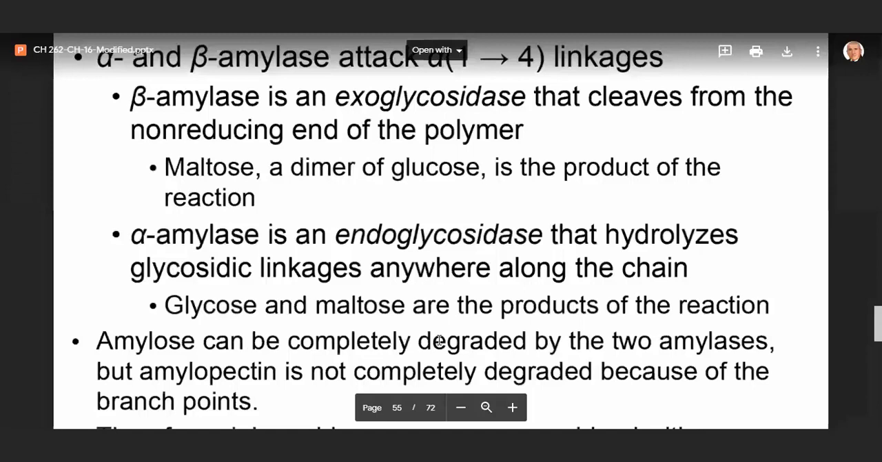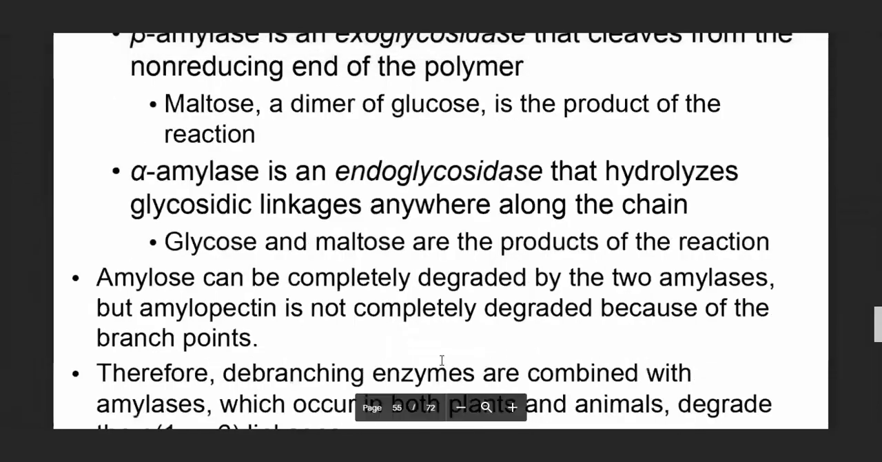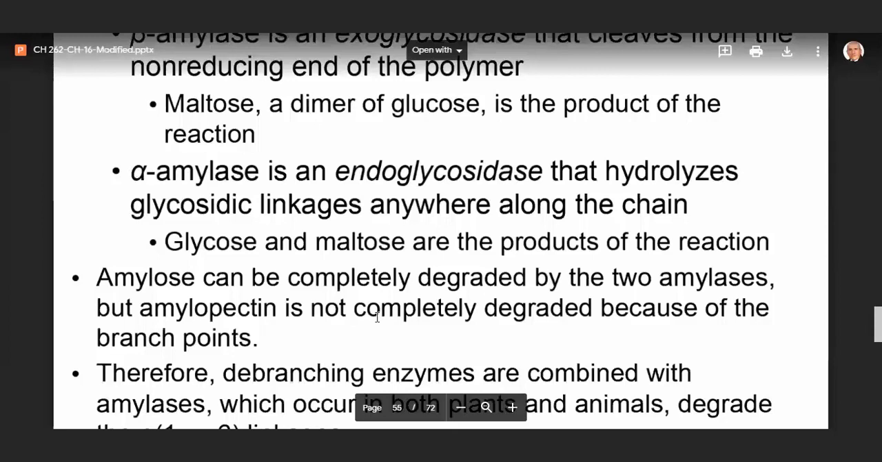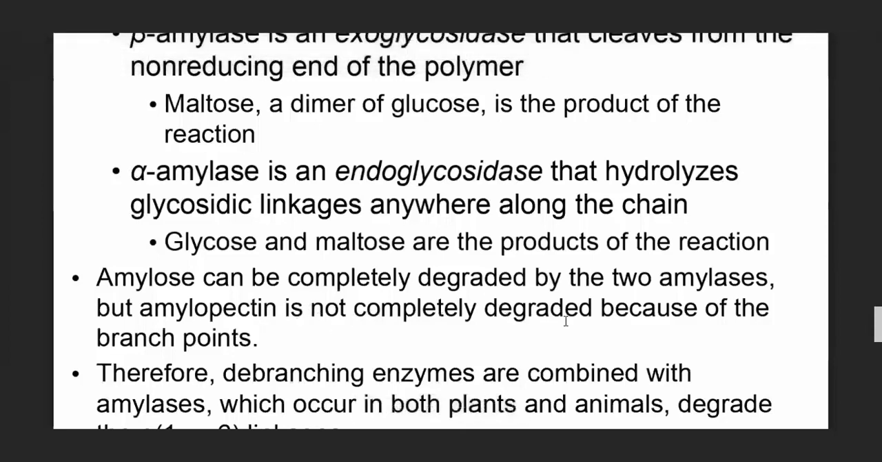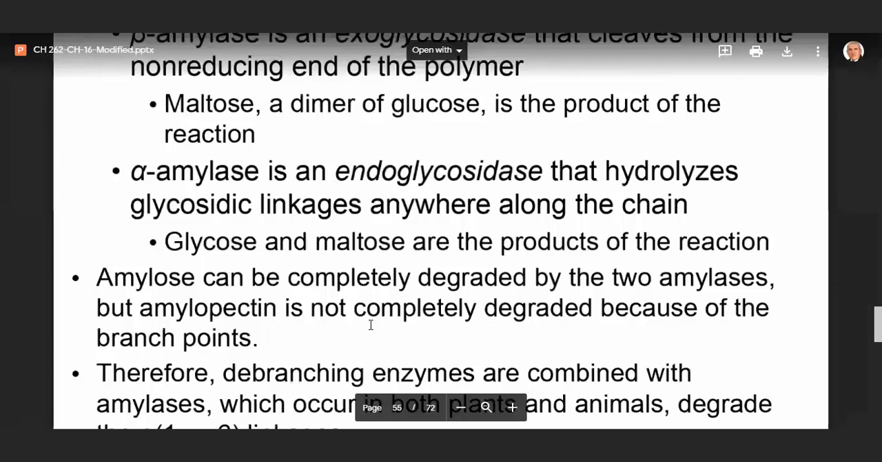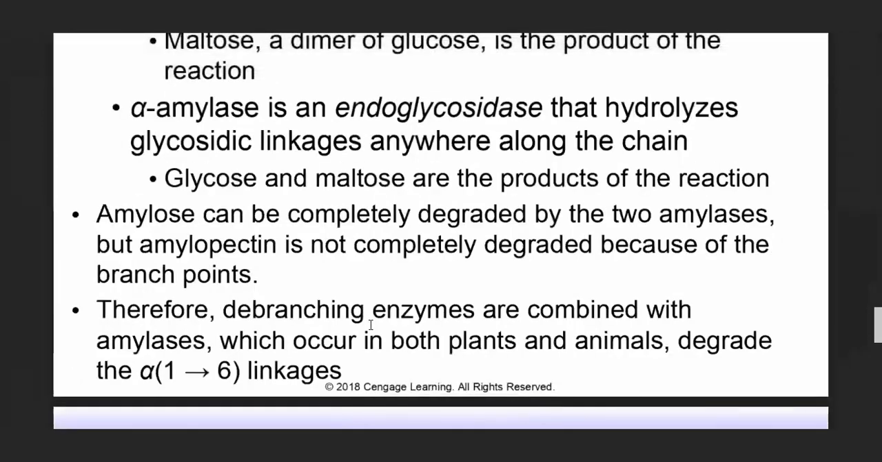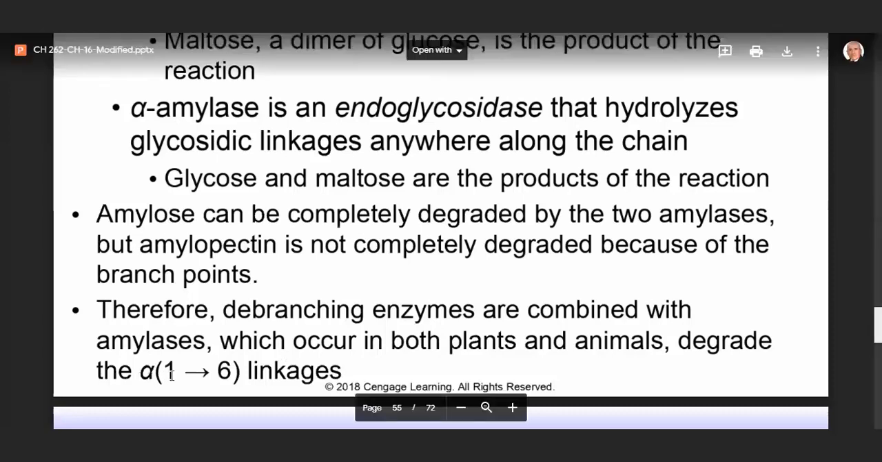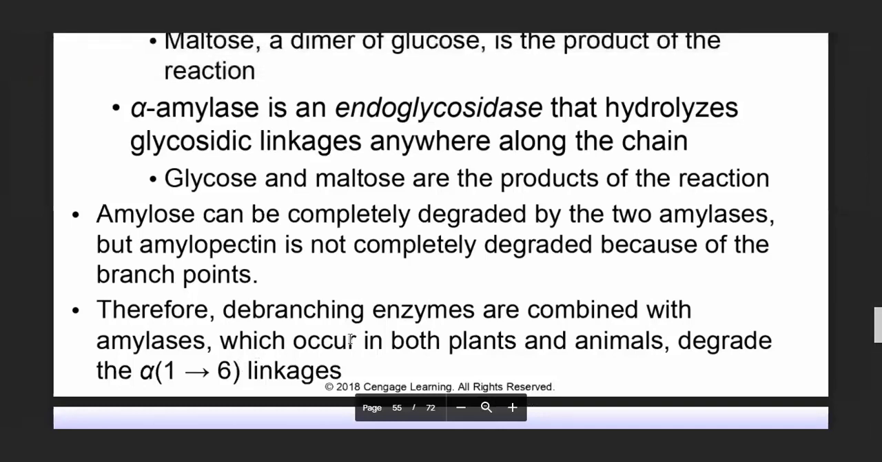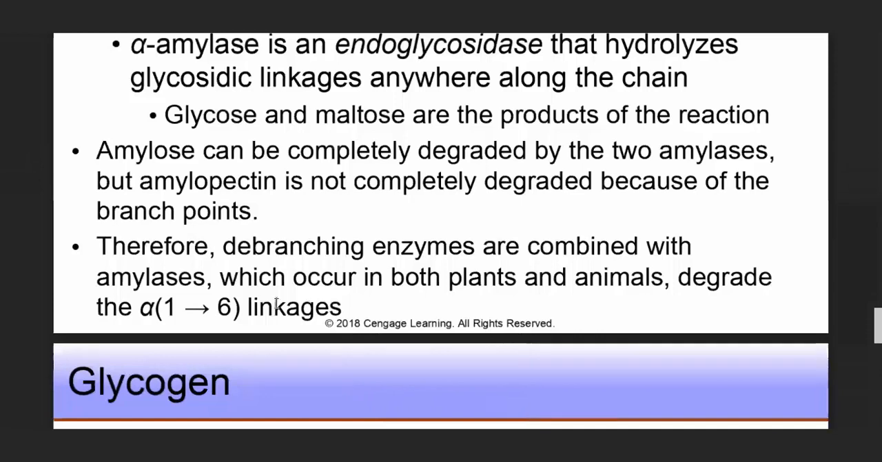Now, amylose can be completely degraded by these 2 amylases, but amylopectin is not completely degraded because of the branch points. So, there are debranching enzymes, which are also found in both plants and animals. They tend to degrade the alpha 1,6 linkages. So when these 2 enzymes, the amylases and the debranching enzymes, are combined, they contribute to the complete degradation of both forms of starch.